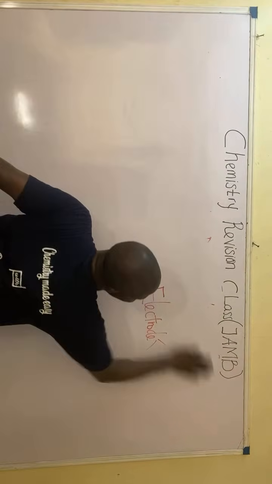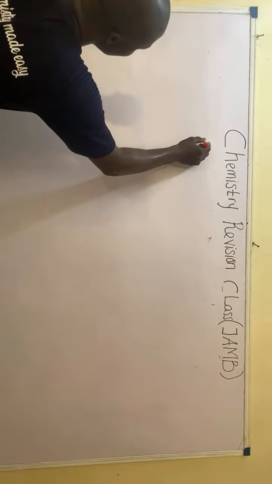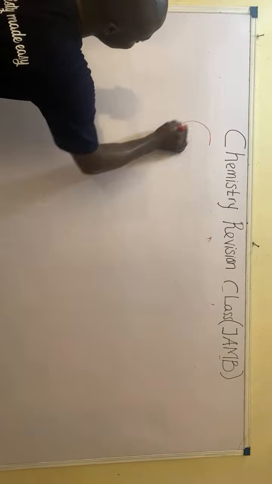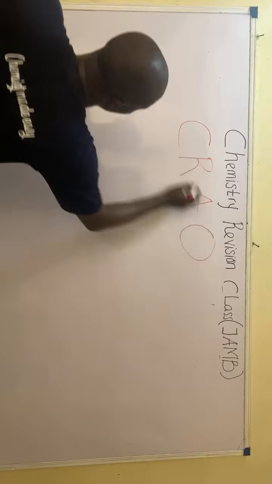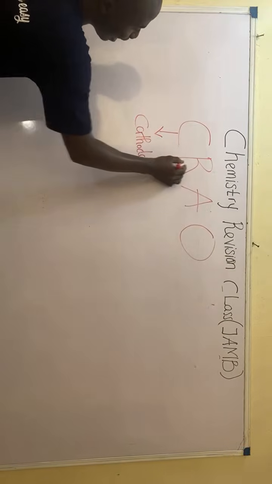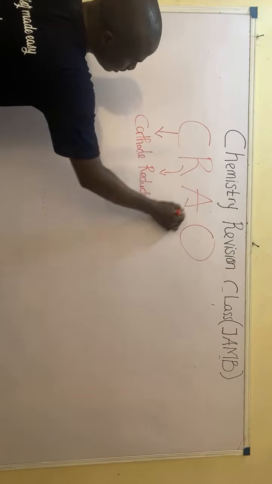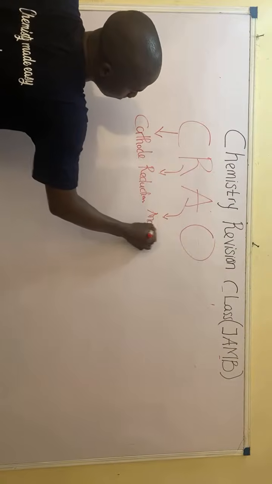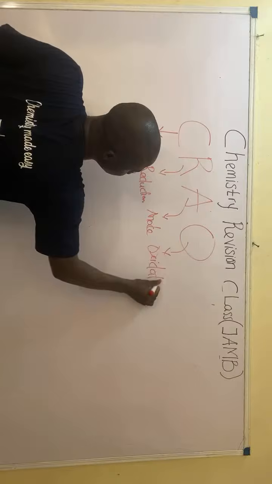This must be noted, everybody. I saw some people here to teach on redox, something like that. So please note this acronym. It's called CRAO. This C means cathode, whereby R means reduction. Are you getting it now? This A means anode, and then O means oxidation. Are you following me? Simple.